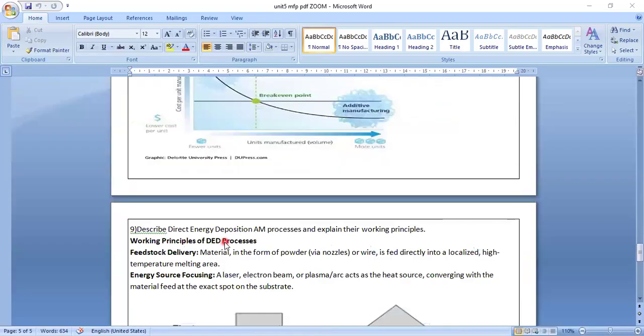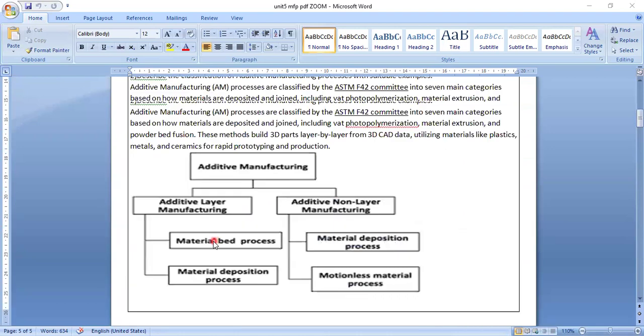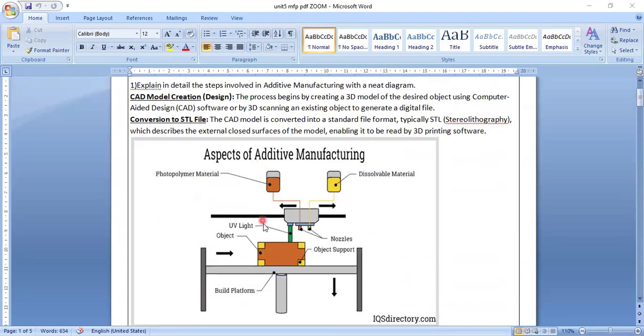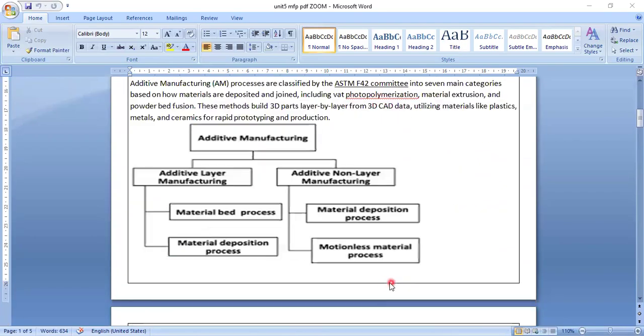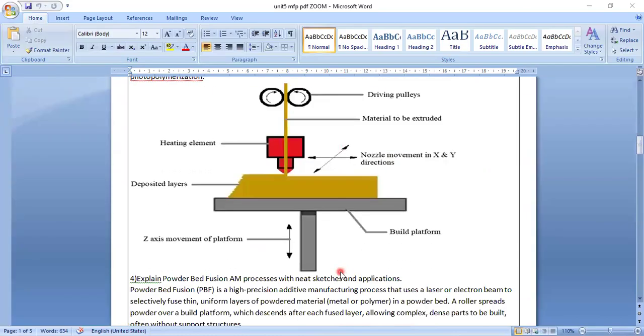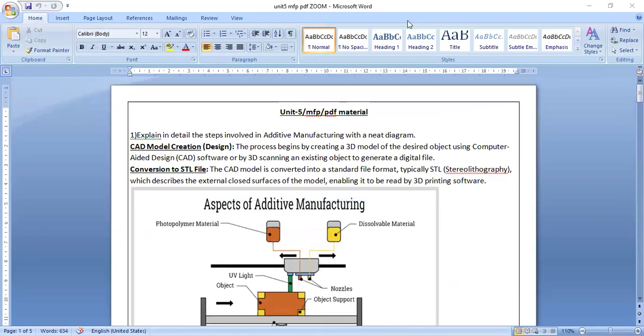With this, I am completing these 9 questions which are very, very important in the fifth unit. The first and the last are very, very important in this unit. Steps involved in additive manufacturing and the direct energy method are important, and the extrusion method is important. Here 3 to 4 questions are very, very important. So you have to read and share with your friends.